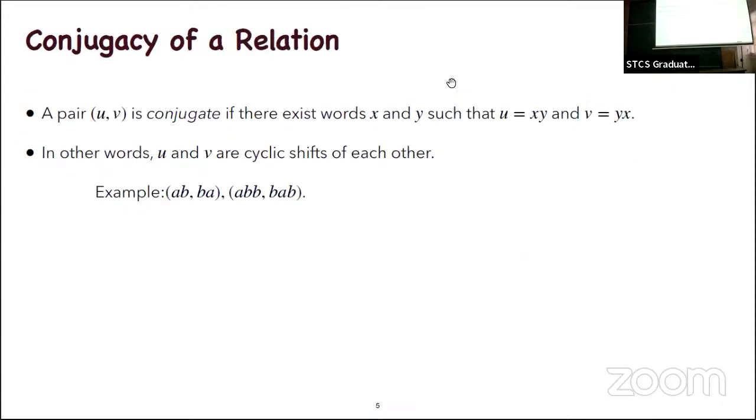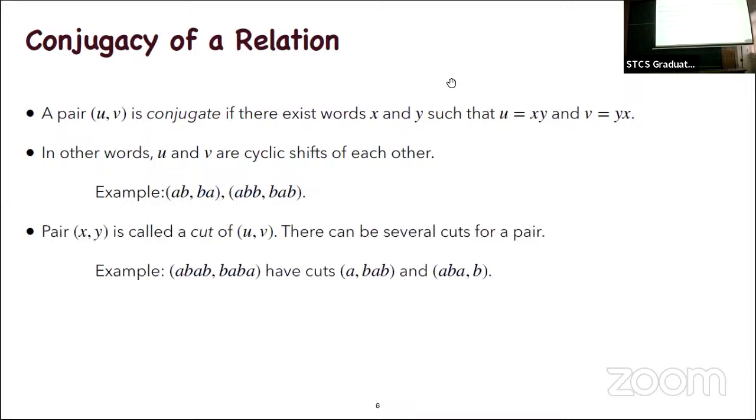Now, what is conjugacy? A pair of words U and V is conjugate if there are words X and Y such that U is equal to XY and V is equal to YX. In other words, U and V are cyclic shifts. Either can be cyclically shifted to the left or to the right to obtain the other. So for instance, AB and BA: I can take X as A, Y as B, so AB will be XY and BA will be YX. Similarly, ABB and BAB: I can take X as AB and Y as B.